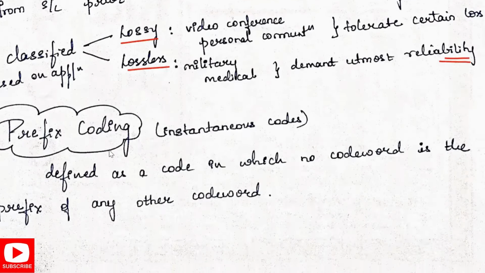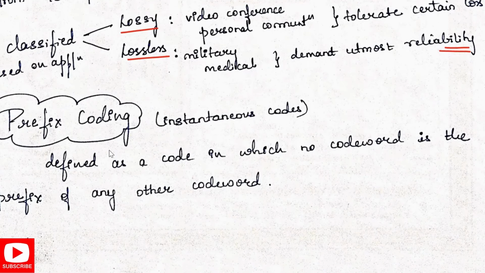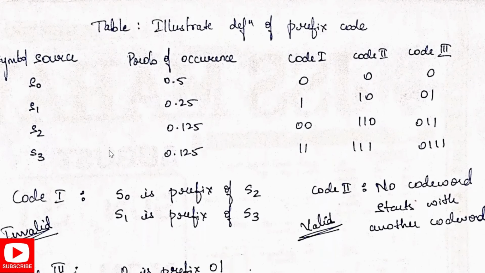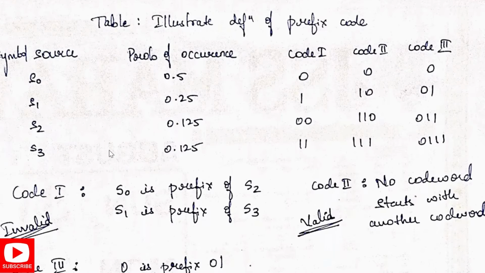So how can this be done? Prefix code is the first; this is an instantaneous code. This is defined as a code in which no code word is a prefix of any other code word. You cannot repeat it. Once a code word is used as a prefix, you cannot repeat it in the future code words. So let us illustrate an example to explain the prefix code neatly.